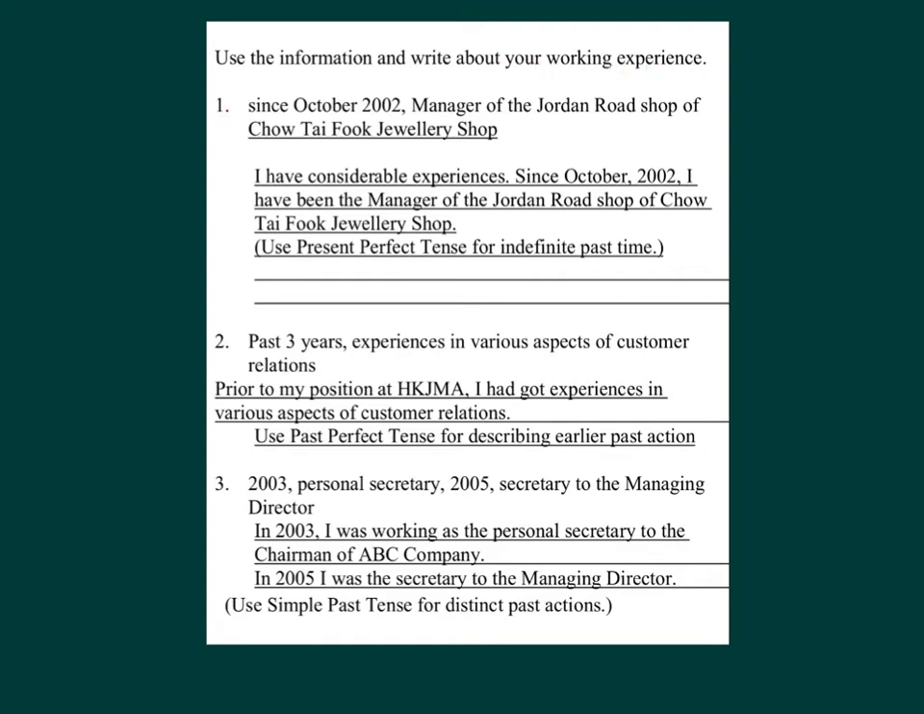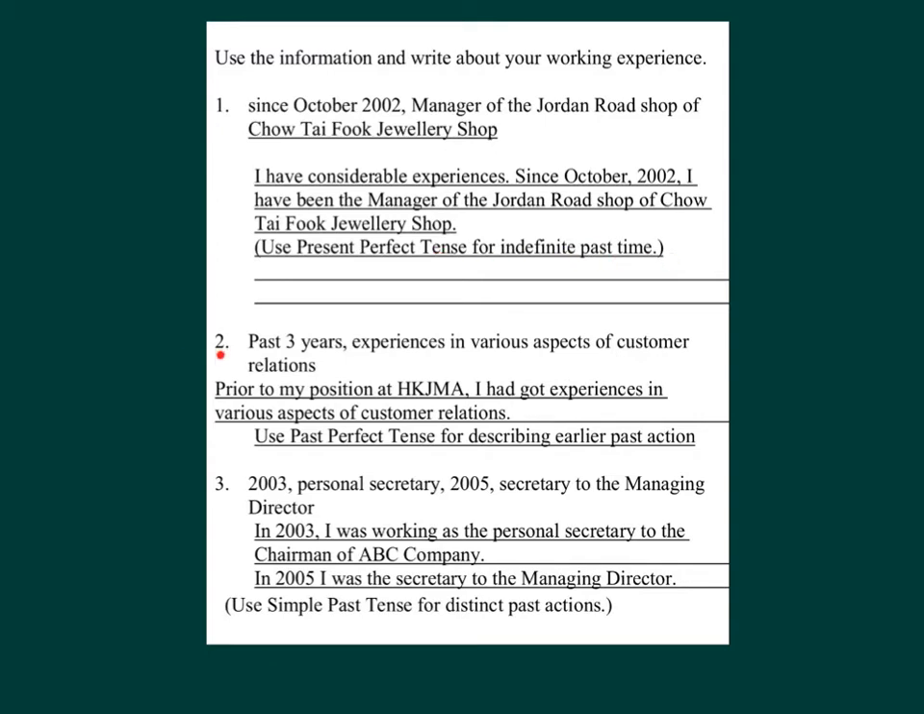Number 1. Information. Since October 22, manager of the Jordan Road shop or Chow Tai Fook jewelry shop. Presentation. I have considerable experiences. Since October 22, I have been the manager of the Jordan Road shop or Chow Tai Fook jewelry shop. Use present perfect tense for indefinite past time.